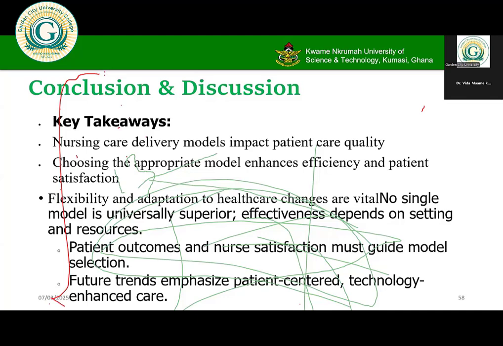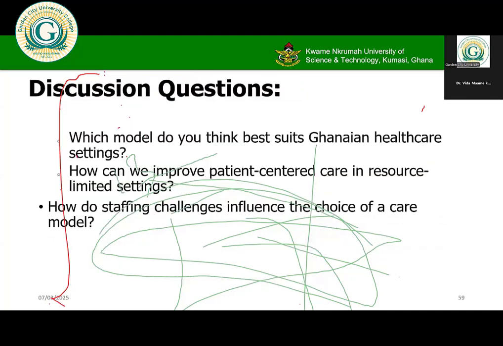Okay. This one is not the assignment. I'll give more challenging assignments. This one is discussing models. Which model do you think best suits Ghanaian healthcare settings? How can we improve patient-centered care in resource-limited settings? How do staff challenges influence the choice of model?